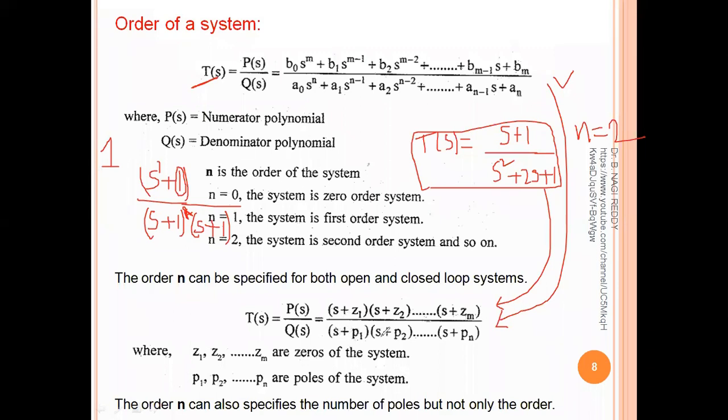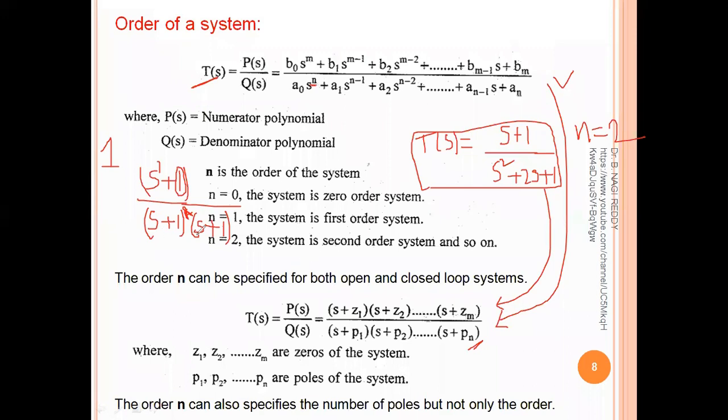So you can see the factorization of the denominator polynomial: s plus p1 into s plus p2 into s plus p3, and so on up to s plus pn. You can see here pn. So the number of poles will be equal to the number n. N is our order of the system. So the maximum s power in the denominator not only decides the order of the system, it also decides the number of poles that exist for that transfer function.